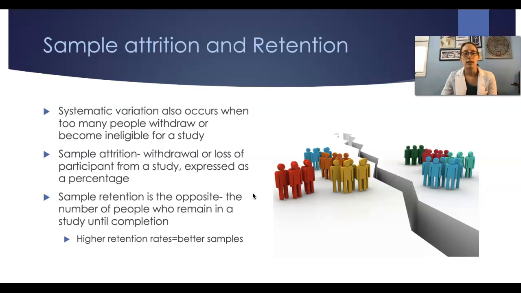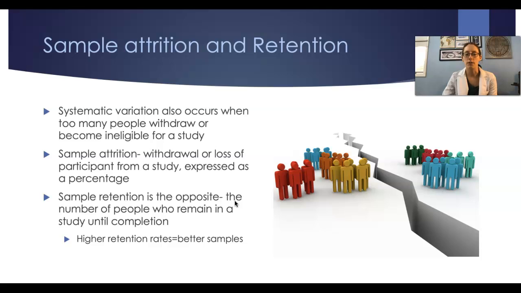So that also leads us to sample attrition and retention. So systematic variation also occurs when too many people withdraw or become ineligible in a study. We see this in our really long studies. For example, the most recent vaccine study that came out took place over the course of, I think, 15 or 20 years. And in that 15 or 20 year mark, you can imagine the number of people who said yes and were gung-ho and went to every appointment in the beginning starts to drift off. And that's when we get attrition.